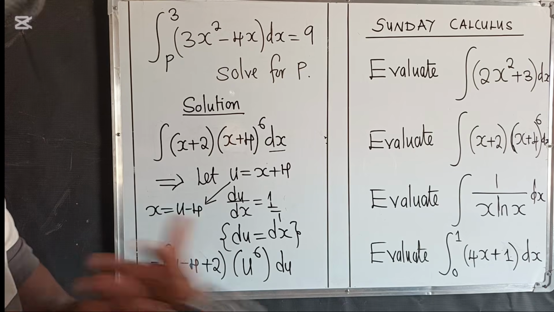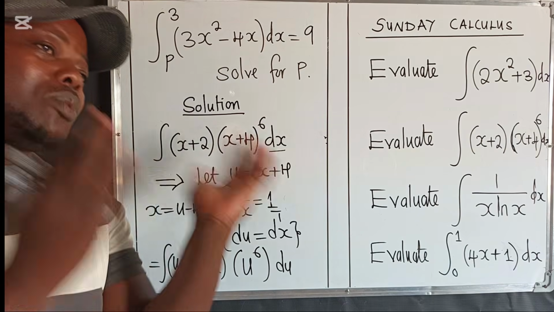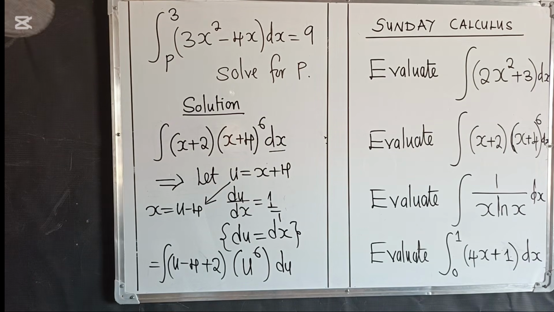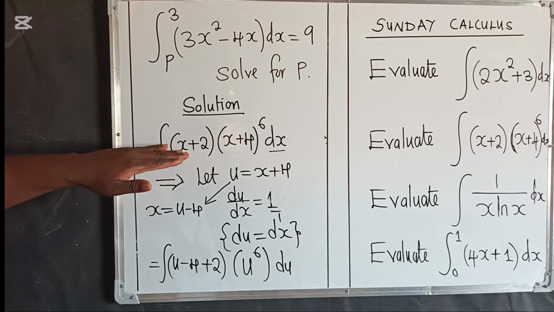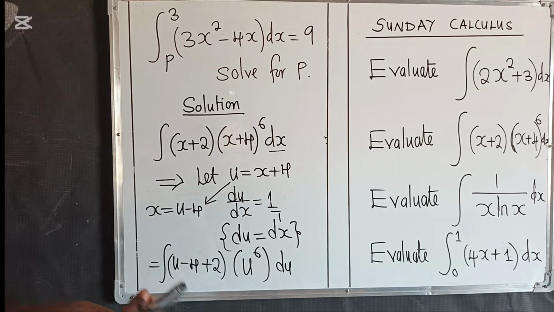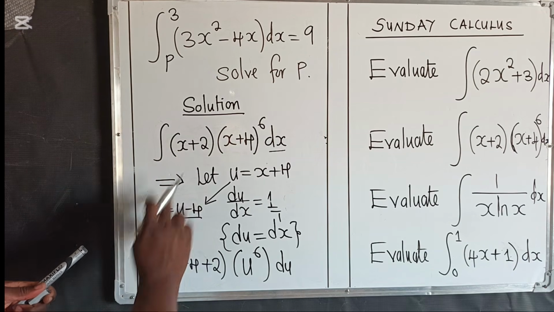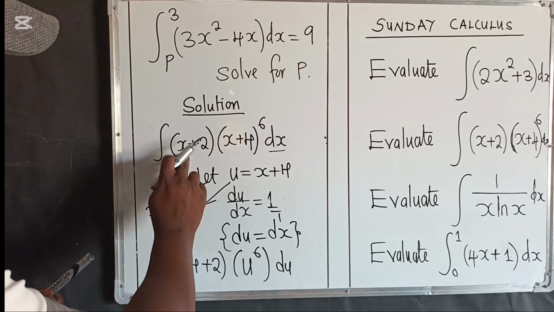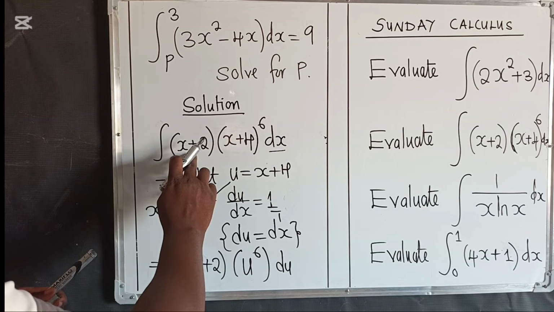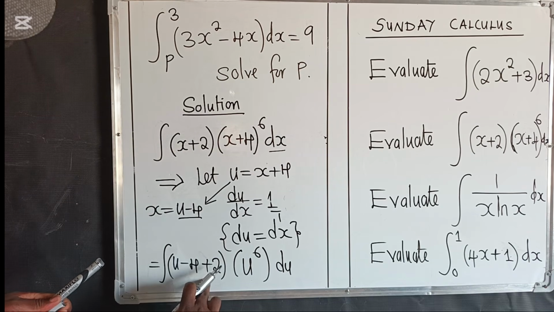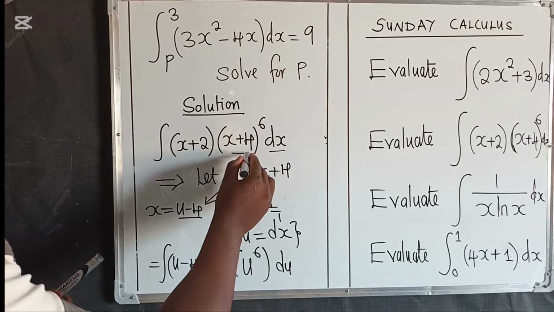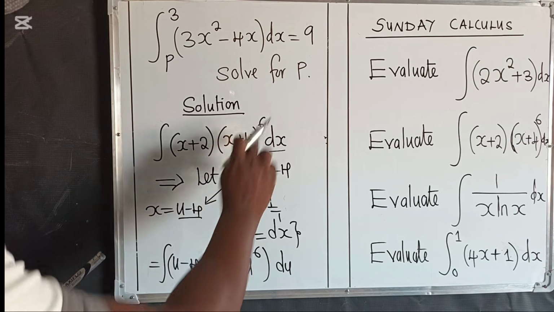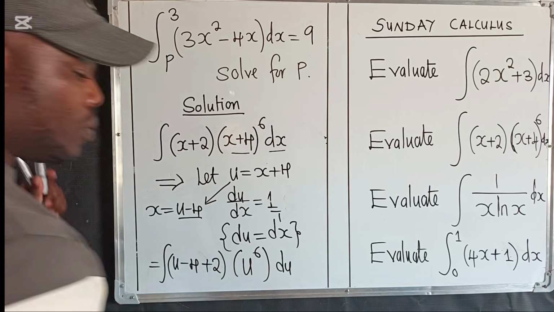We just want something to substitute in this original expression. So where there is x here, we write u minus 4, because we said x is equal to u minus 4. This is how it will look. We shouldn't forget the plus 2, which is right over here, and inside here we substitute u⁶. And this is what we wanted.